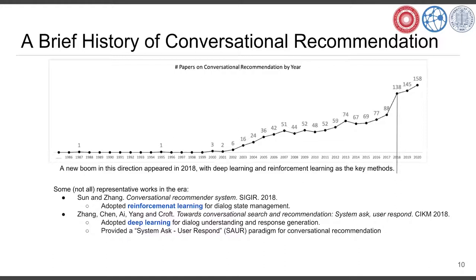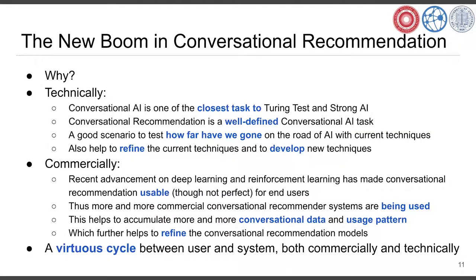Recently, in the year of 2018, there has been a new boom in this direction, largely due to the prospering of deep learning and reinforcement learning techniques, which serve as the key techniques for modern conversational recommendation systems. Here are some representative papers in the area. For example, researchers adopted reinforcement learning for dialogue state management and adopted deep learning for dialogue understanding and response generation. In the later part of this tutorial, we're going to introduce more details about the state-of-the-art conversational recommendation models.